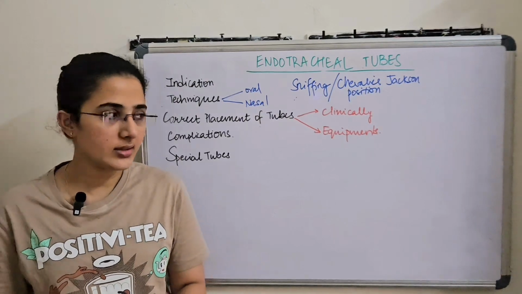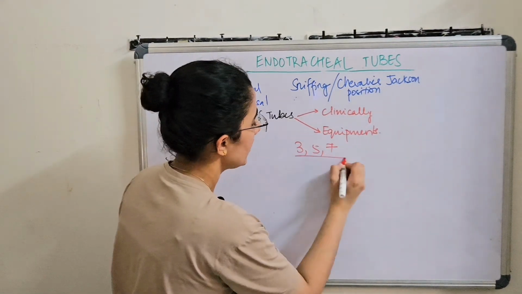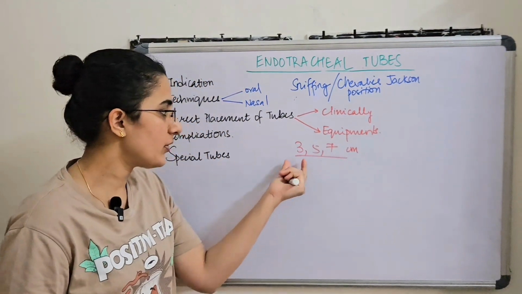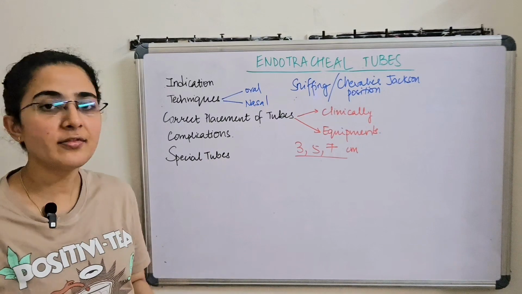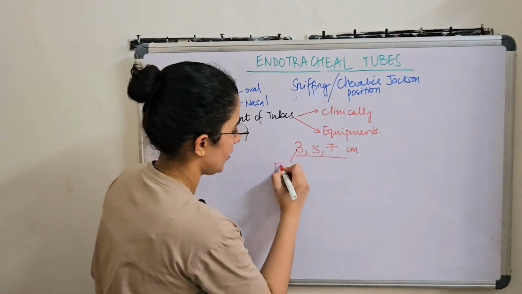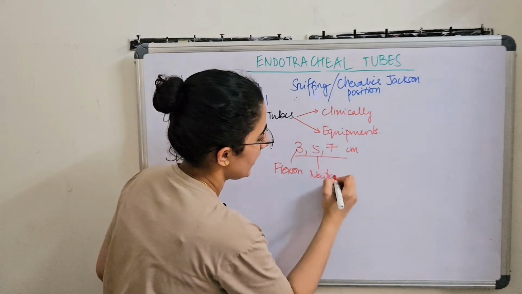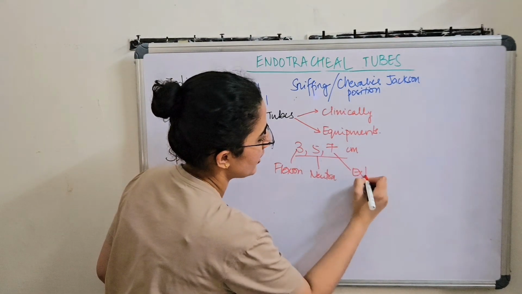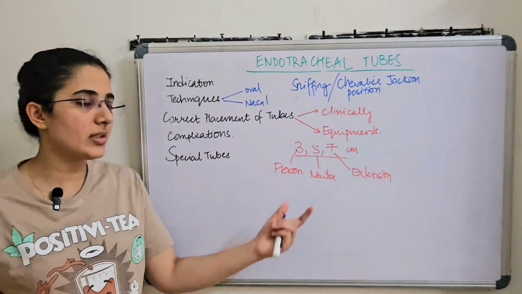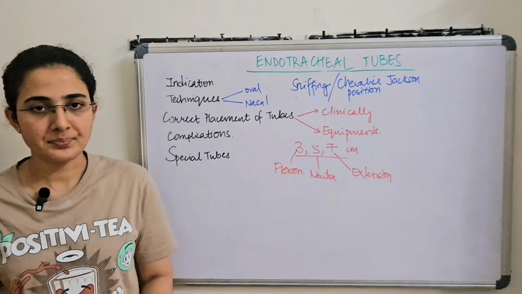Usually we have the 3-5-7 rule, in centimeters, for where the tip of the ET tube must be from the carina: 3 in flexion, 5 in neutral, and 7 in extension of the neck. This will be the position of the endotracheal tube tip from the carina.